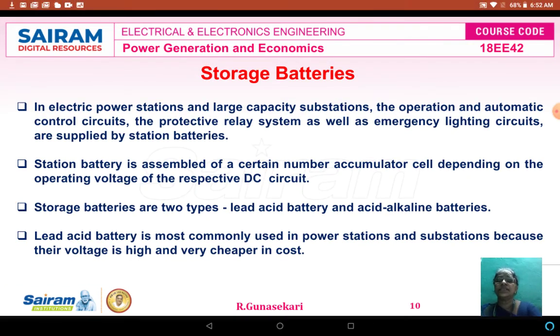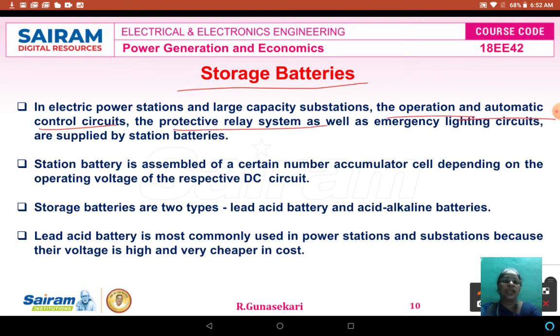The next substation equipment is storage batteries. In the electrical power stations and large capacity substations, the operation and automatic control circuits, protective relay system, and emergency lighting circuits are supplied by the station batteries. The station battery is called storage batteries, which is assembled of a certain number of accumulator cells depending on the operating voltage of the respective DC circuit.